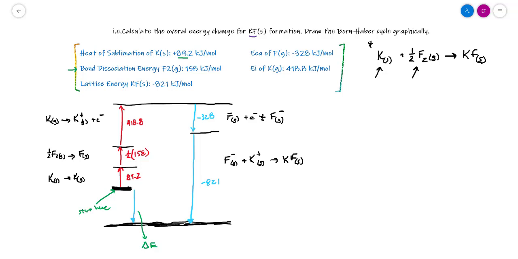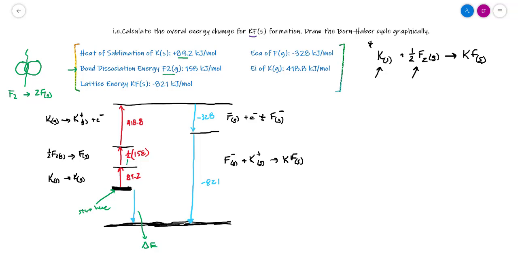When you're given a bond dissociation energy for fluorine gas, that's the bond dissociation energy to take that whole molecule of fluorine and sever it in half. That would take you from fluorine to 2 fluorine gas atoms. But we only need one of those in our actual reaction, right? And so I only need half of that energy in my accounting.